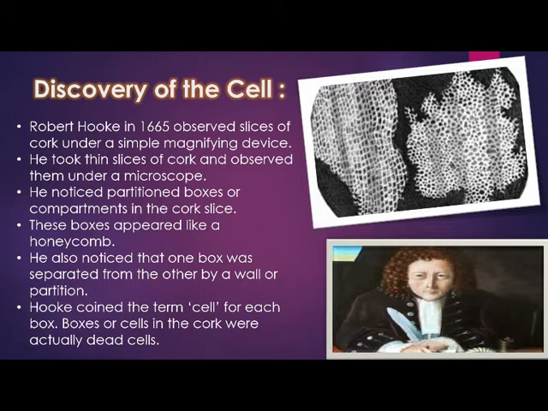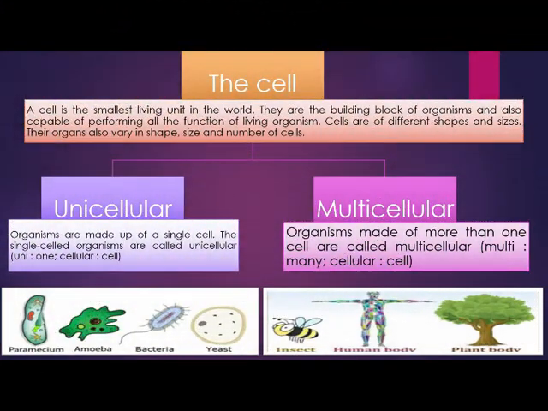He also noticed that one box was separated from the other by a wall or partition, and Hooke coined the term cell for each box. What he observed as boxes or cells in the cork were actually dead cells. Now, what is a cell? The cell is the smallest living unit in the world. They are the building blocks of organisms and are also capable of performing all the functions of a living organism.